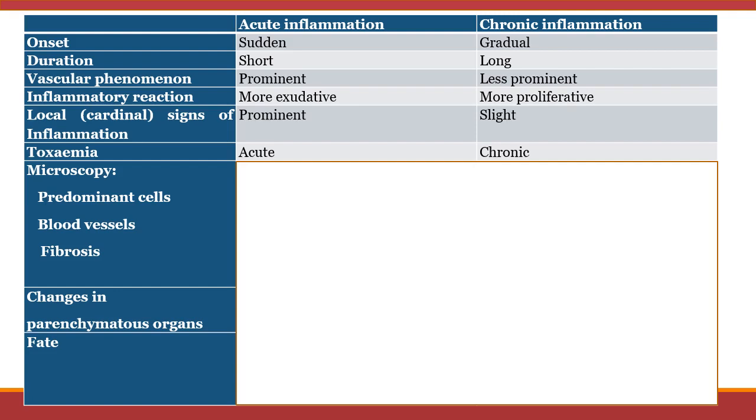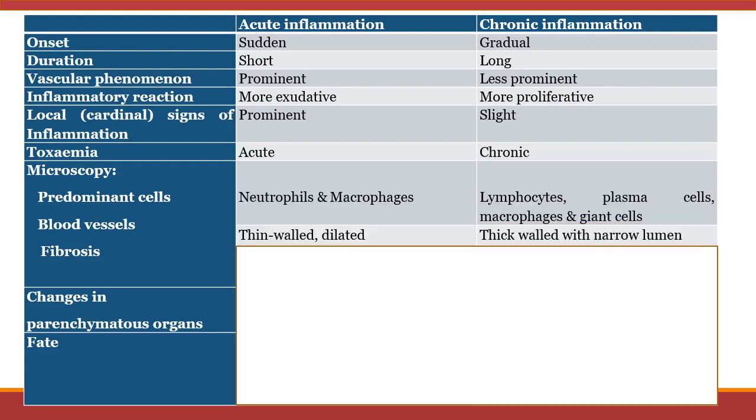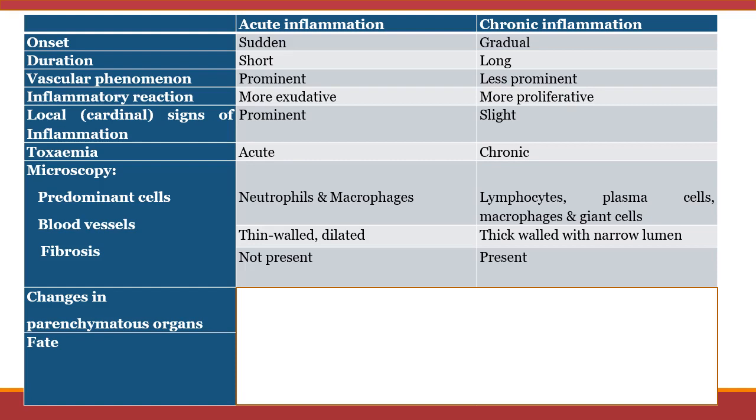What about the presence of fibrosis? Which one of them has fibrosis? The chronic inflammation, right? Because in acute inflammation, we didn't mention any fibroblastic activity in the inflammation itself. It may occur later on after healing, but not during the inflammation. But with chronic inflammation, we have fibrosis going hand in hand with inflammation. This is a part of the disease. Microscopic features of both of them.